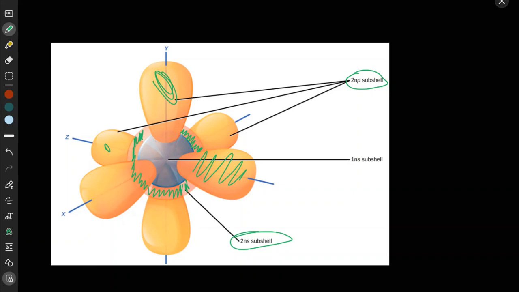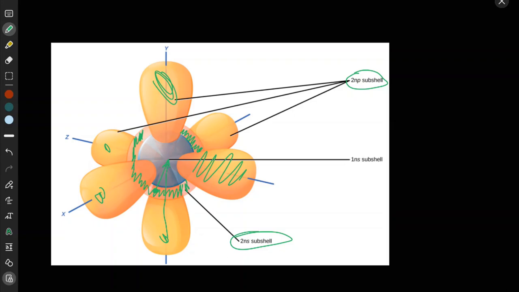The distance between this and the center of the atom, the nucleus, is more than the distance from here to here. So this is closer to the nucleus, which is why it's more stable and has less energy. So electrons are going to prefer the S subshell over the P subshell in a given energy shell, right? That's why the S subshell will fill up first before the P subshell will fill up.